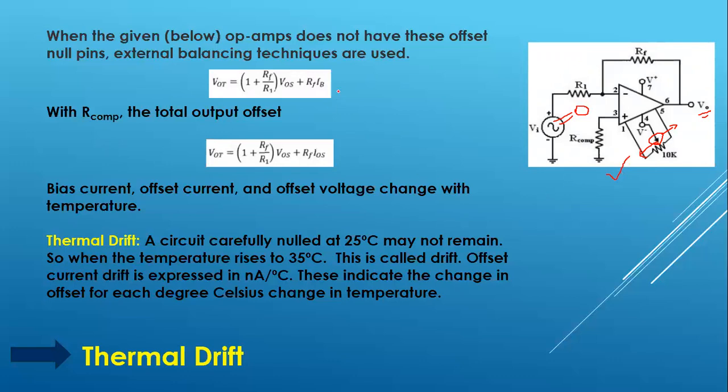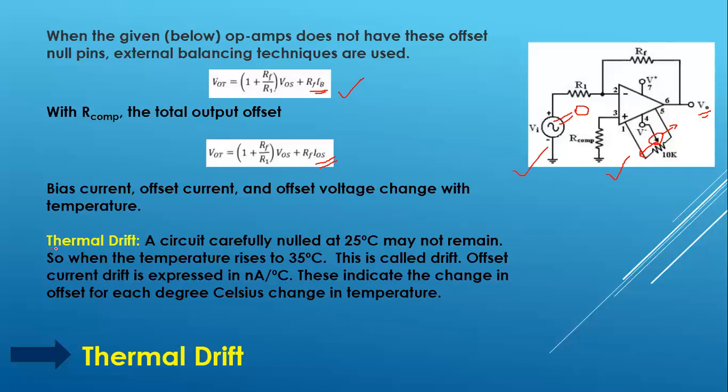Here the output offset voltage is expressed in terms of input bias current, whereas here the output offset voltage is expressed in terms of input offset current. Whatever the values may be, you can use this technique to nullify the output voltages.